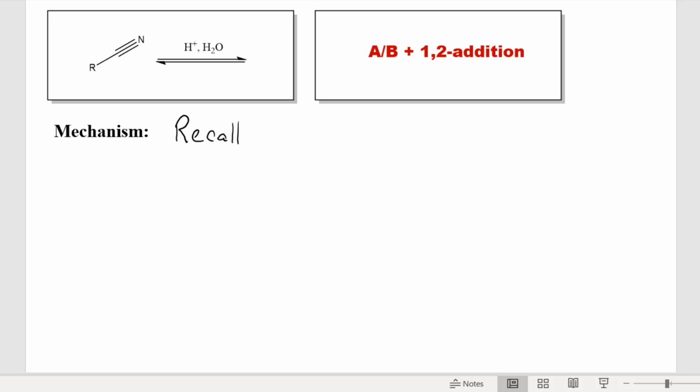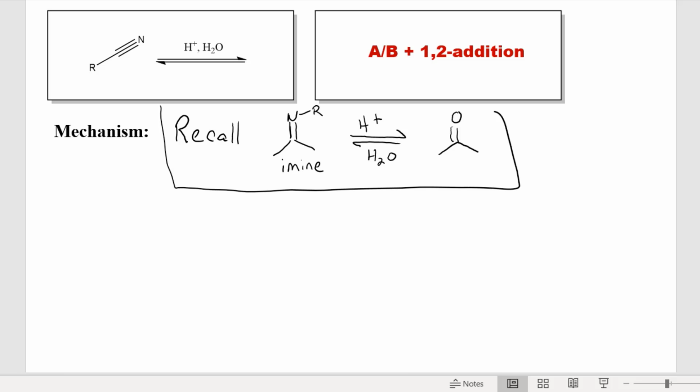What I want you to recall from the aldehyde chapter is that an imine was able to hydrolyze with water and acid and get us back to the ketone or aldehyde. Okay, so I want you to recall this reaction. Now, what happens with a nitrile?